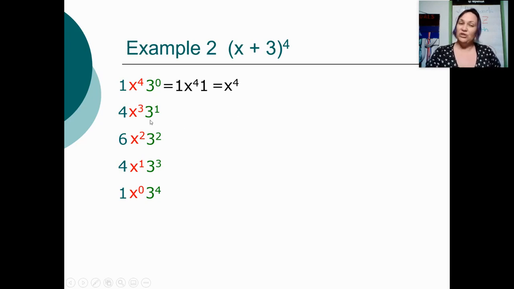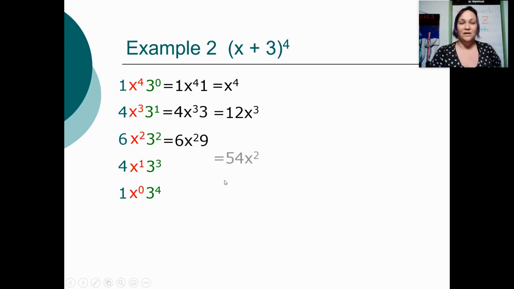For my next term, 3 to the 1st is just 3. And then again, because this is all multiplying, I am going to multiply the 4 times the 3, and that is 12. Next, I have 3 squared, which is 9. And then I will need to multiply the 6 times the 9, which is 54.